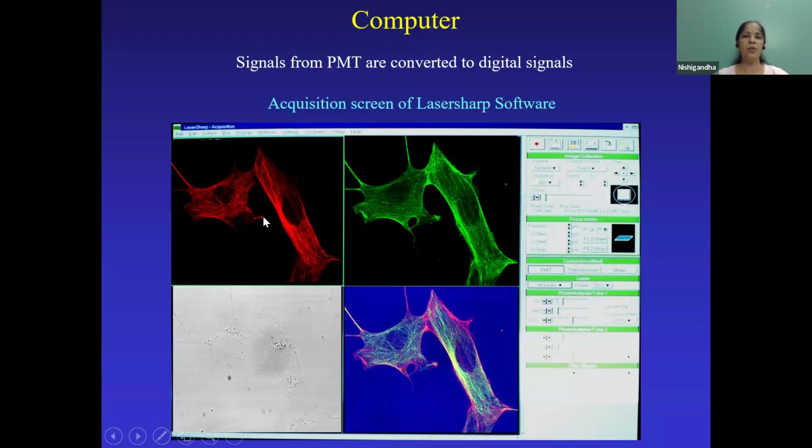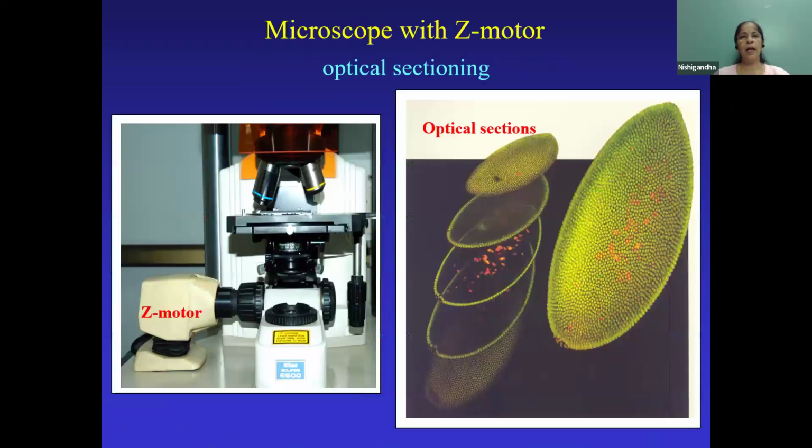Suppose you have two channels, like two different colors you are looking at, red and green. Along with that, even the transmission image can be collected, and all these images could be superimposed to form an image having three parameters: red fluorescence, green fluorescence, and the transmitted image. I talked about a 3D image, so let me explain how a 3D image is created.